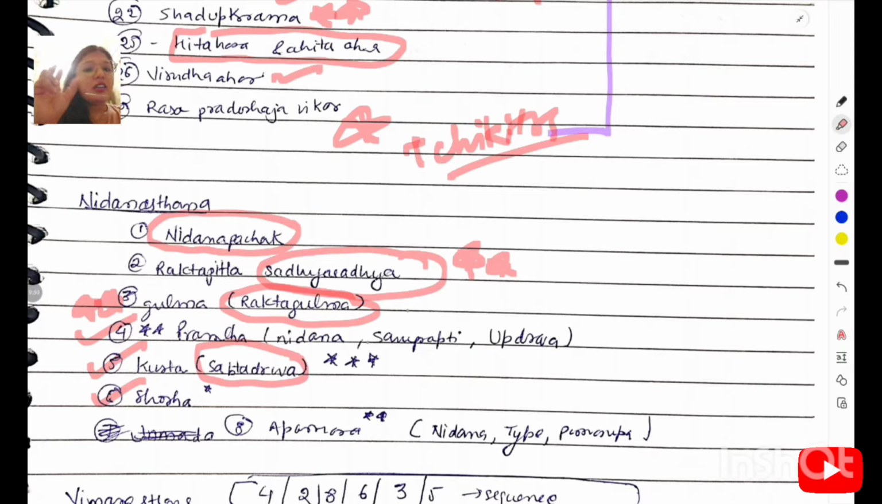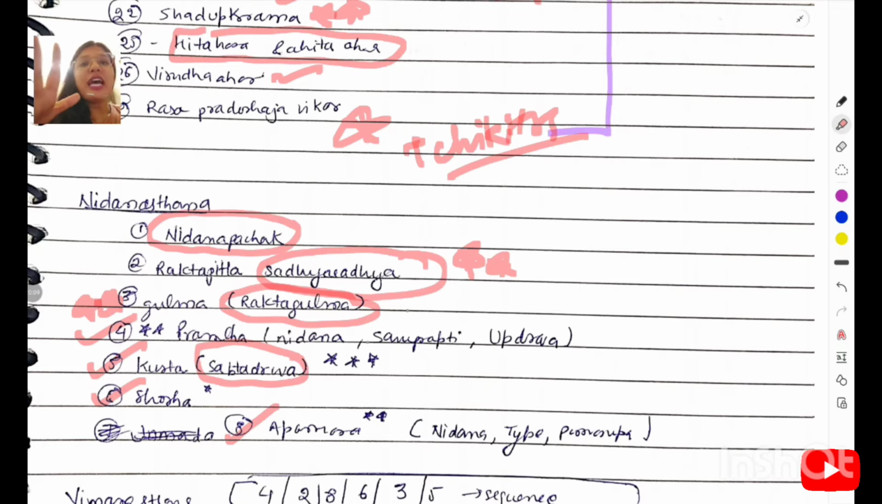Then Unmada, I don't think a 10 marks question may come from Unmada. It can come, but except for Unmada, Apasmara has more chance of coming for a 10 marks question. In Apasmara, the 4 types of Apasmara, you know, and Nidana and Purvarupa. So all these diseases we have already studied in our Nidana paper.